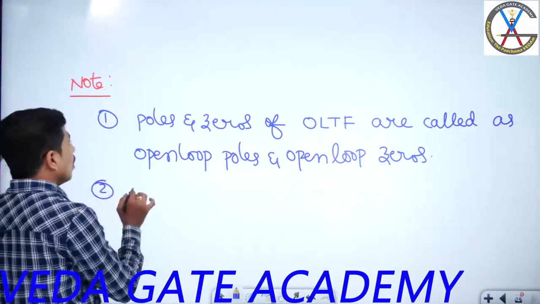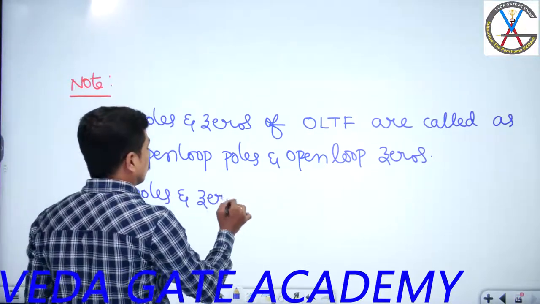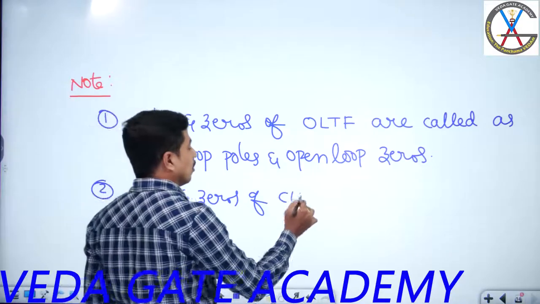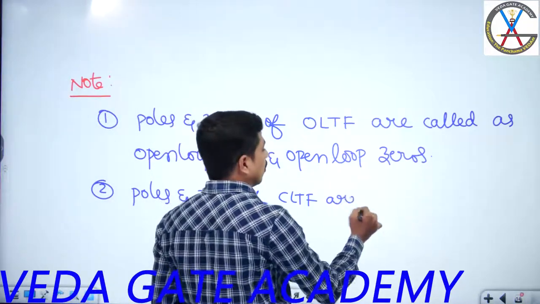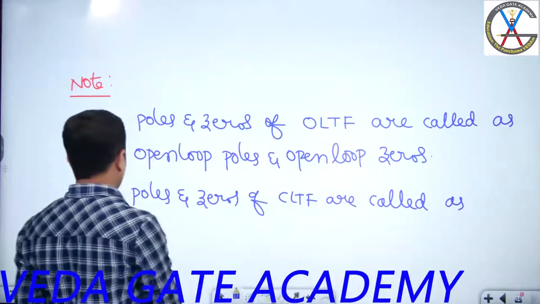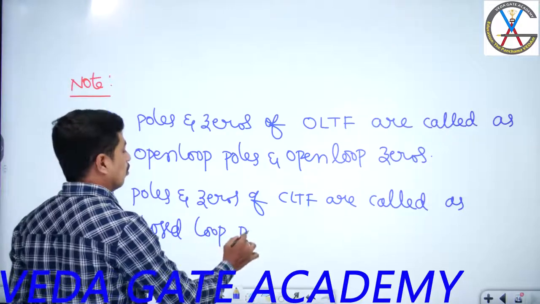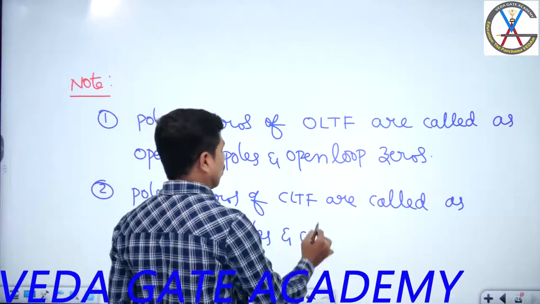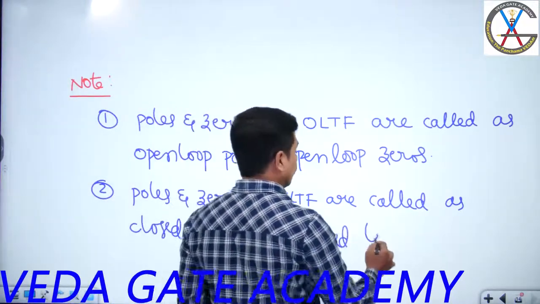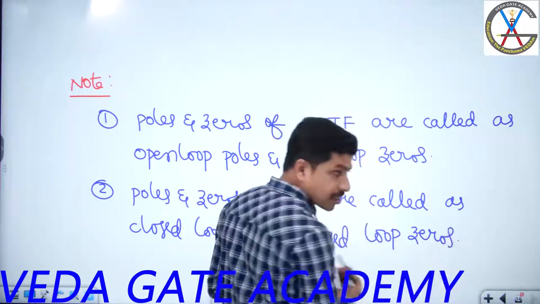Poles and zeros of closed loop transfer function are called closed loop poles and closed loop zeros.